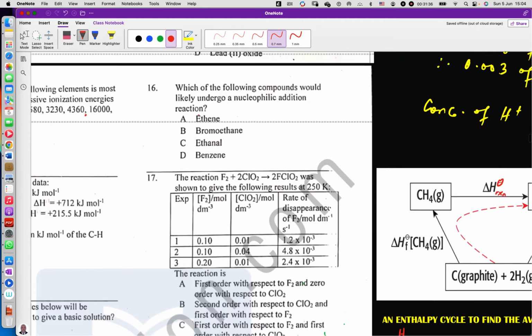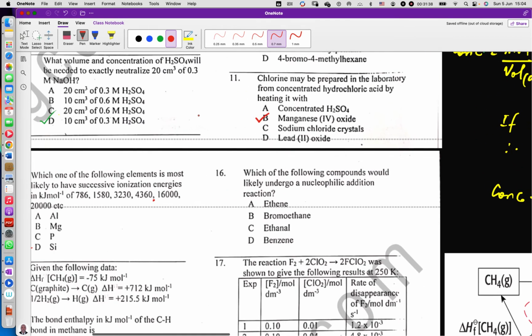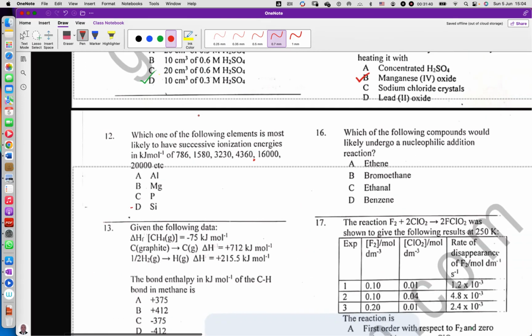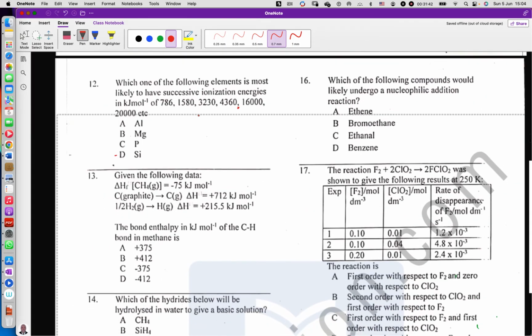Okay, number 12. Which one of the following elements is most likely to have successive ionization energies in kilojoules per mole? Okay, we just treated ionization energy up there. We are going back to it again now. The figures have been given.